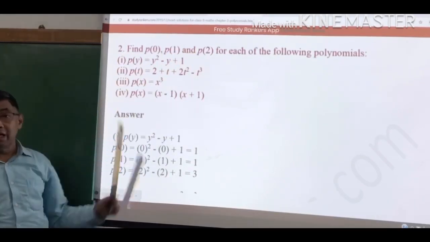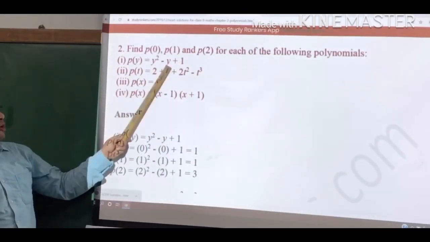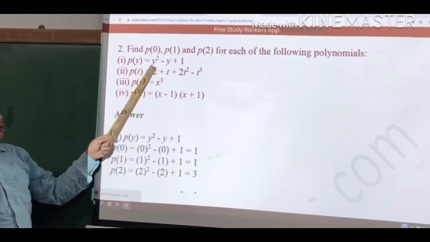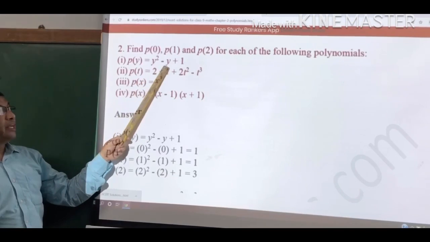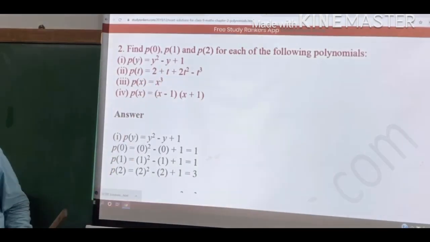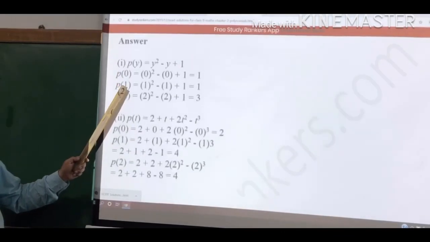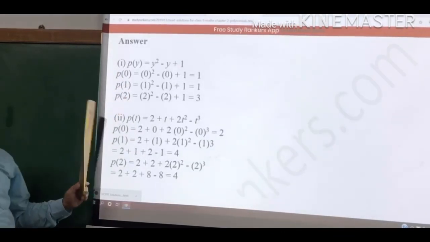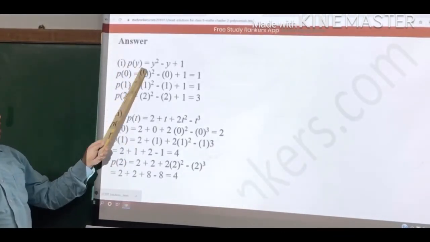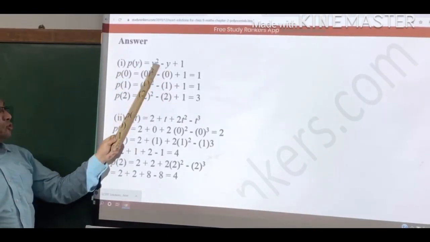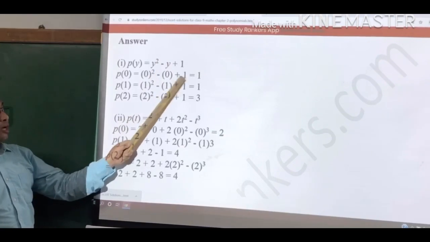P1 and P2. For each polynomial we have to find out 3 values. So the first polynomial is y square minus y and plus 1. For that we find out the 3 answers, P0, P1 and P2. So what is the given P of y? Y square minus y plus 1. First one we apply 0. So 0 square minus 0 and plus 1.